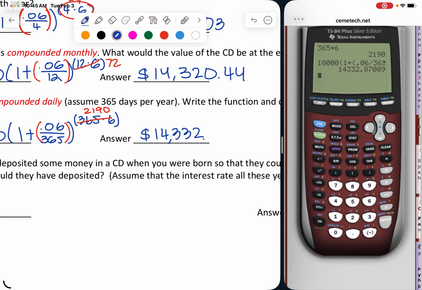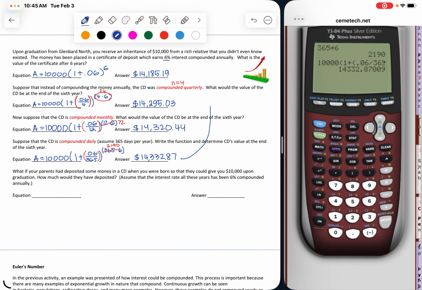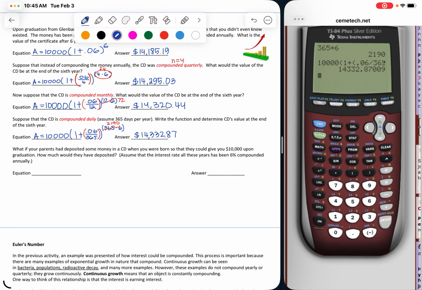$14,332.87. So not that big of a difference from here to here. There's only a $12-ish difference, okay? But if you compared compounding every day to only compounding once a year, I'd much rather have the extra 100 and some bucks, right? Okay, so that covers basically, remember, it's just an intro, most of the compounding.